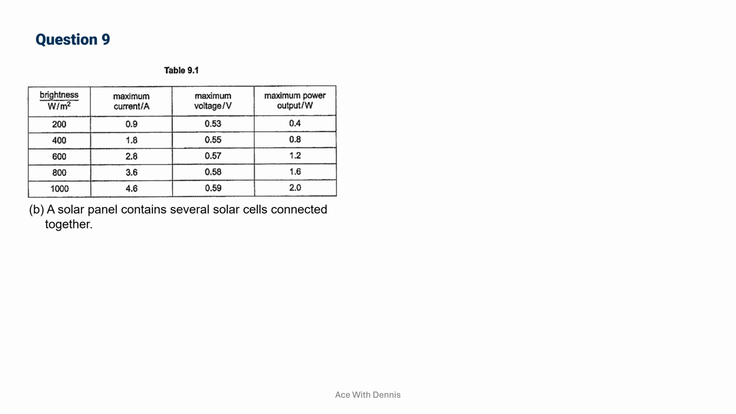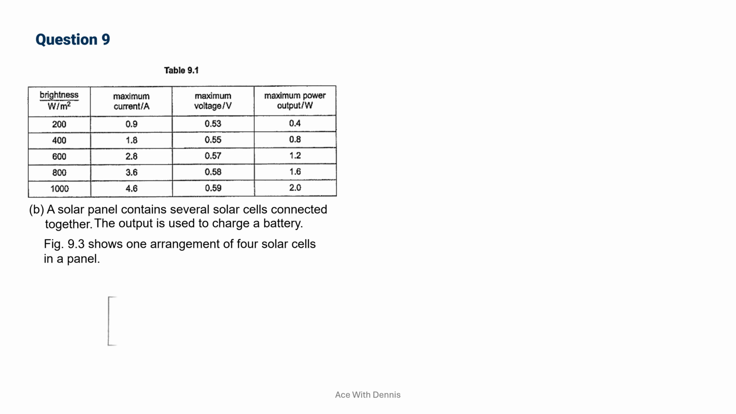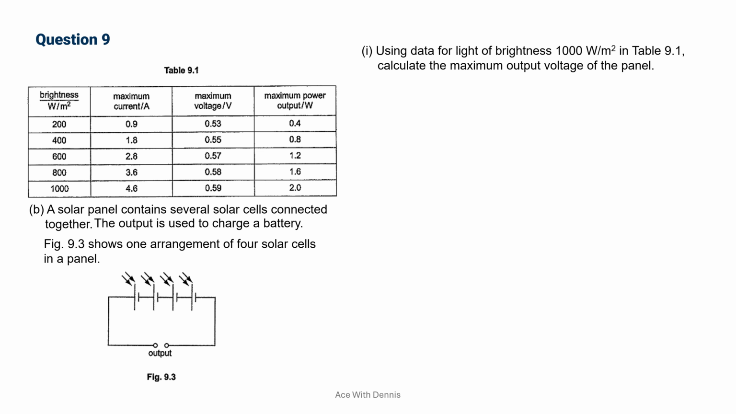B. A solar panel contains several solar cells connected together. The output is used to charge a battery. Figure 9.3 shows one arrangement of 4 solar cells in a panel. Part 1. Use data for light of brightness 1000 watts per meter squared in table 9.1. Calculate the maximum output voltage of the panel.